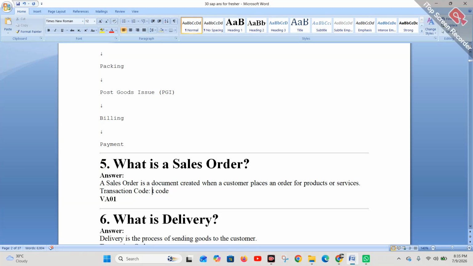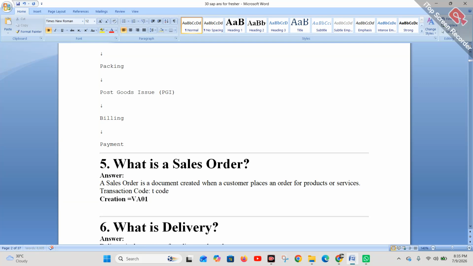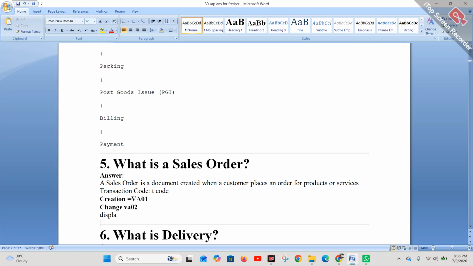So there are three things in the T code. For creation, VA01 is used. For change, VA02. And for display, it's VA03. These are the T codes.